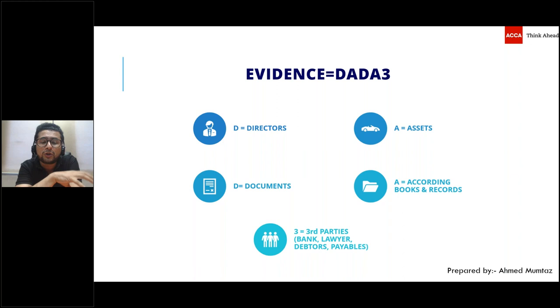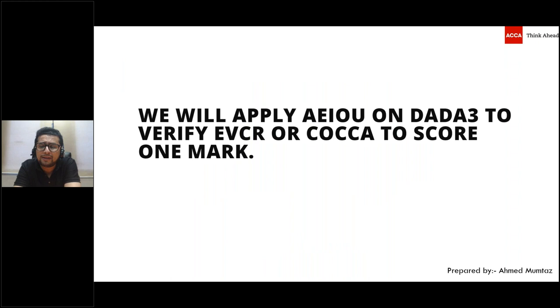How are you going to come up with the conclusion? You are going to get the evidence. And in order to get the evidence, as a student, as an auditor, you need to look up to these things called DA3. So the bottom line is very much straightforward and very much simple. We need to apply AEIOU. We need to learn those ingredients. We need to use the phrase, or the mnemonic, called DA3. That's going to give me the ideas. And I need to apply either the EVCR or the COCA.